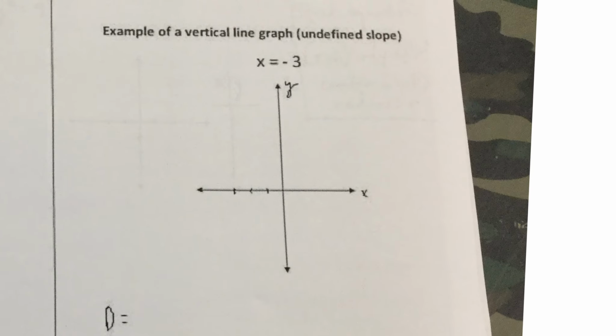And then the next one is a graph of a vertical line, x equals negative 3. Okay, so x is negative 3 here, and here's negative 3, negative 1, negative 2, negative 3. And here's the point negative 3, 1, negative 3, 2. So I have a vertical line for x equals negative 3.